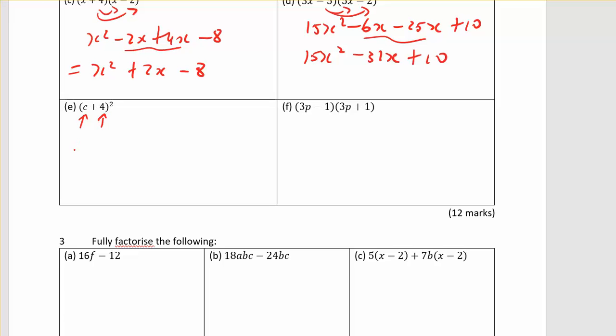E, I want to expand this perfect square. So I square the first term. I multiply the first term with the second term. So it's c times 4, which is 4c. Double that is 8c. And then I square the last term, which is 16. And then you're done. This one's a difference of squares pattern. Because the terms are the same, so the plus and minus, what you get is the square of the first term, which is 9p squared, minus the square of the second term, which is minus 1 squared, which is just 1. Okay, that's done.